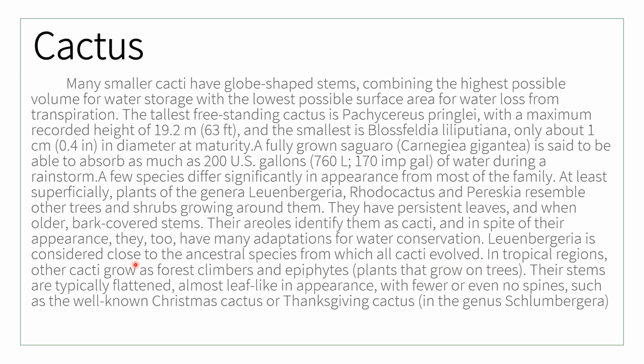In tropical regions, other cacti grow as climbers and epiphytes, or plants that grow on trees, so their stems are typically flattened, almost leaf-like in appearance, with fewer or even no spines, such as the well-known Christmas cactus or Thanksgiving cactus in the genus Schlumbergera.